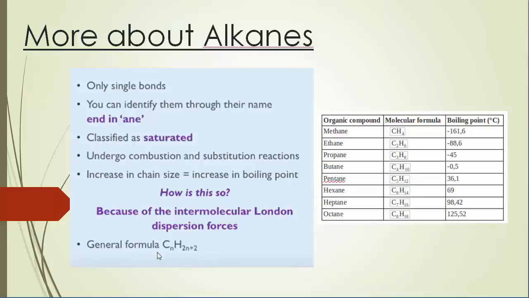The general formula of alkanes is here, and if you take N equals 4, then you get the molecular formula of butane, C4H10.